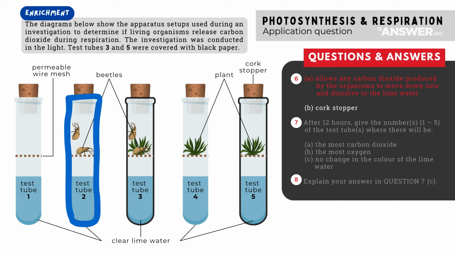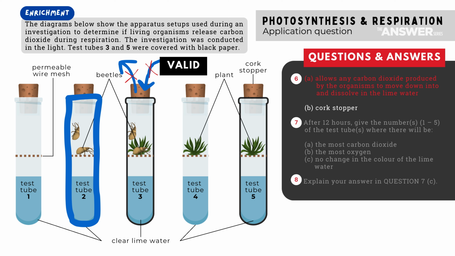Then in terms of the cork stopper, it creates a closed system, and we want that because we want to ensure a valid investigation. We don't want any additional gases coming into our experiment from the atmosphere, and we don't want any gases produced inside the test tubes from escaping it during our investigation.